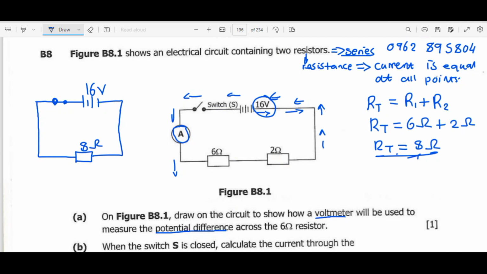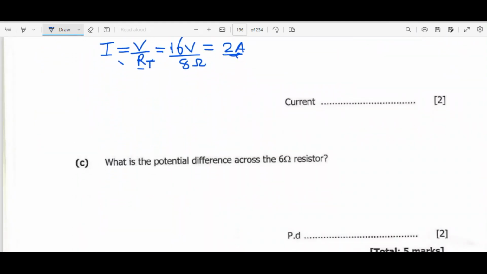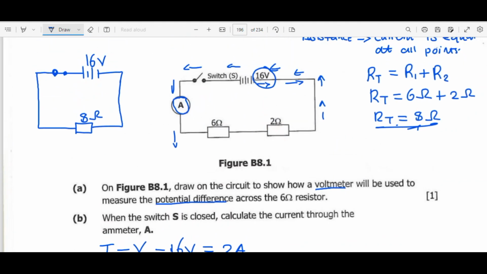Now let's move on to question C. For question C, we want to know the potential difference across the 6 ohms resistor. So let's say this is point A, then we have point B, and this is our point C. Remember, the total voltage produced by the source is 16 volts. So what the question is asking is how much of the 16 volts is used by this part. So let's get the voltage, from the 16 total, that is used by the 6 ohms resistor.